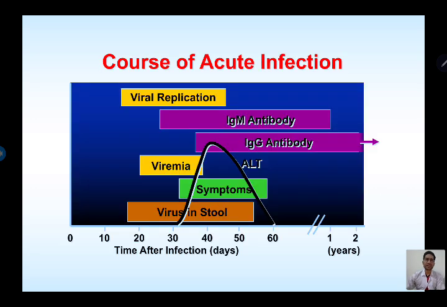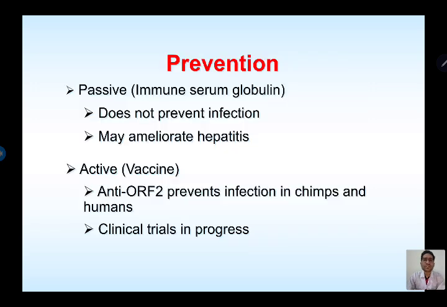Course of acute infection. Prevention: passive immune serum globulins do not prevent the infection. Many hepatitis E active vaccines are anti-ORF to prevent the infection in the chimps and humans. Clinical trials in progress.